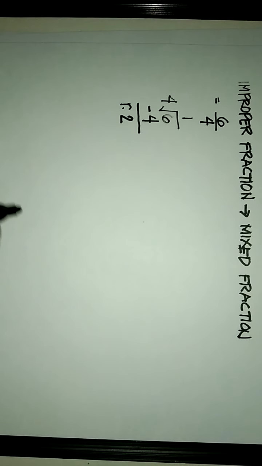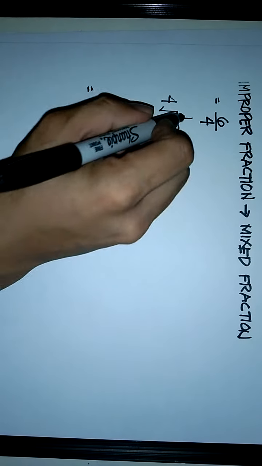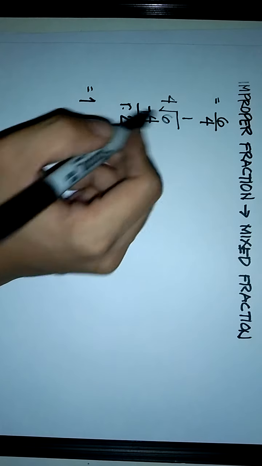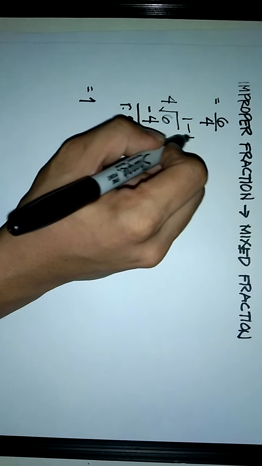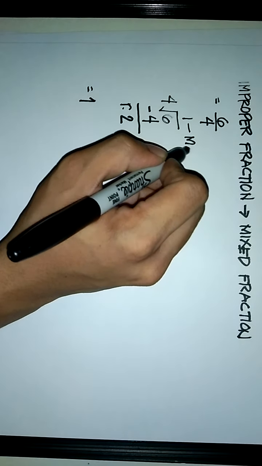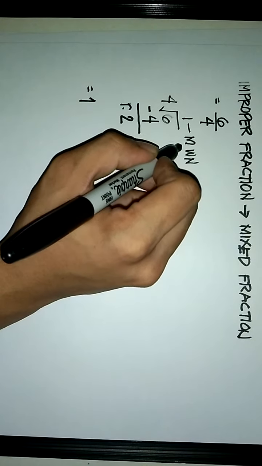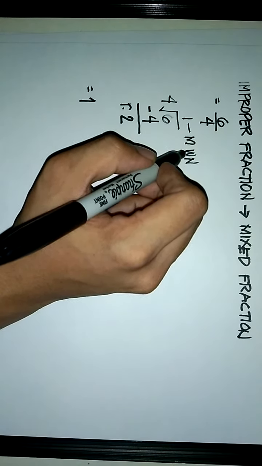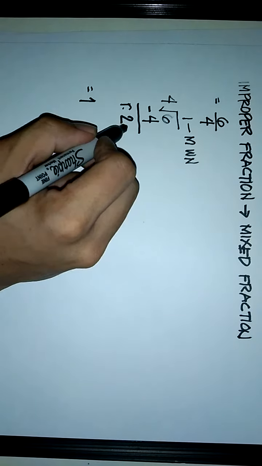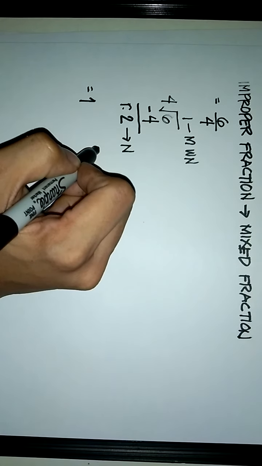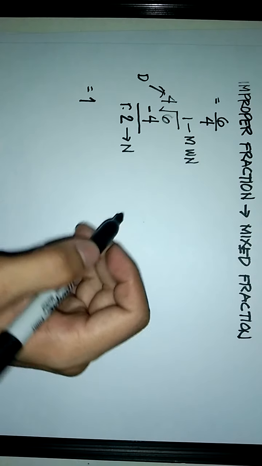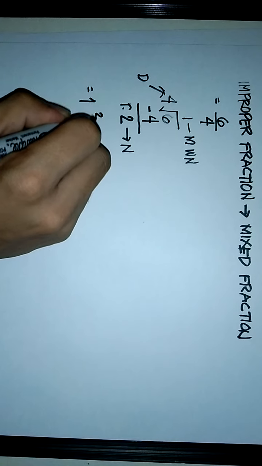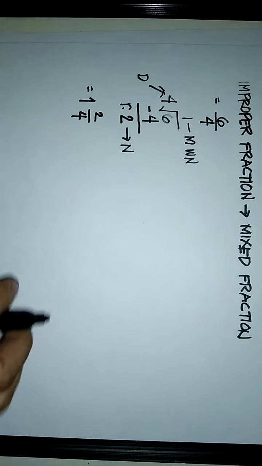So meron na tayong remainder na 2. So ang gagawin lang natin dito, 1 yung sagot mo, and then yung remainder mo will be your numerator, and 1 is your whole number. Then your 4 will be your denominator. So magkakaroon ka ng 1 and 2/4.